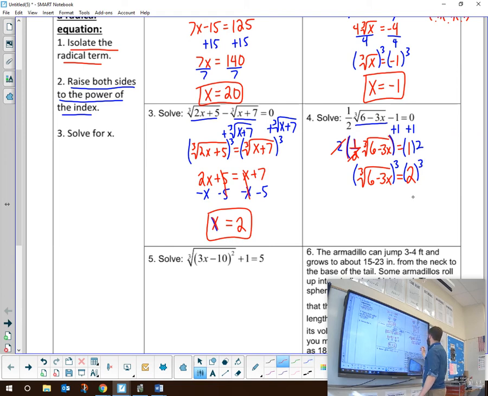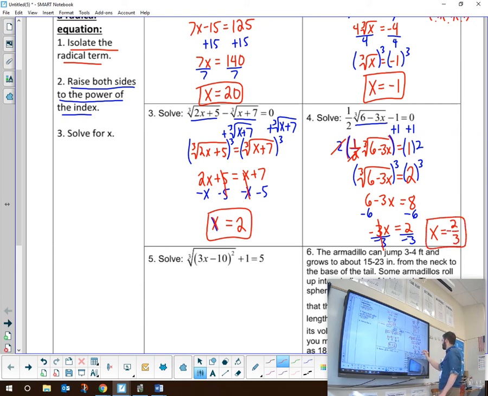2 cubed is 8. So we're going to have 6 minus 3x equals 8. So our last 2 steps here: I'm going to minus 6 to both sides, get negative 3x equals 2. And then I'm going to divide both sides by negative 3. And we're going to get x equals, these will cancel, so I have x equals negative 2/3 as our final answer there. Okay? All right, going pretty quick now.